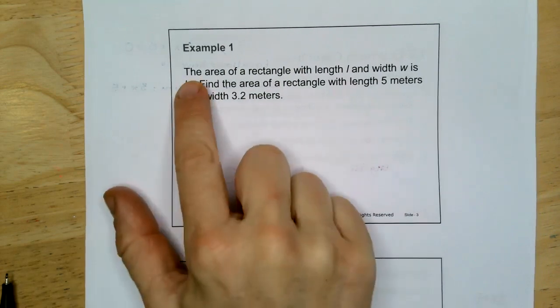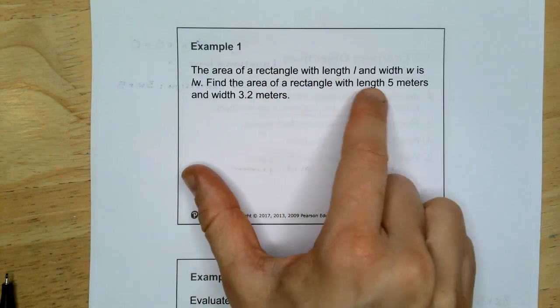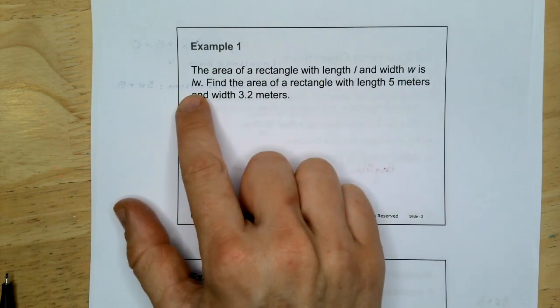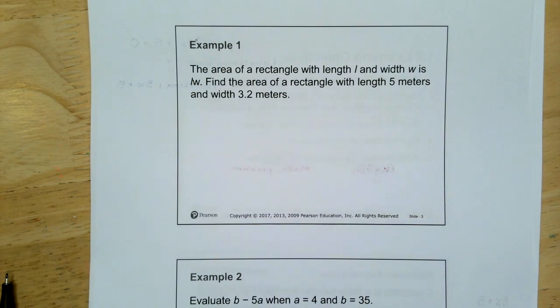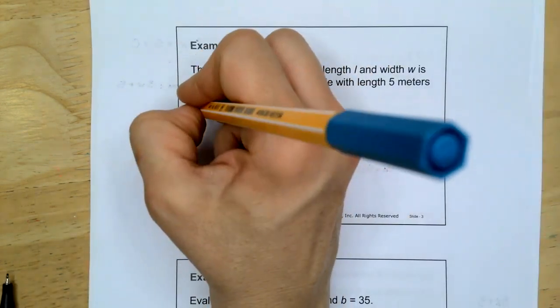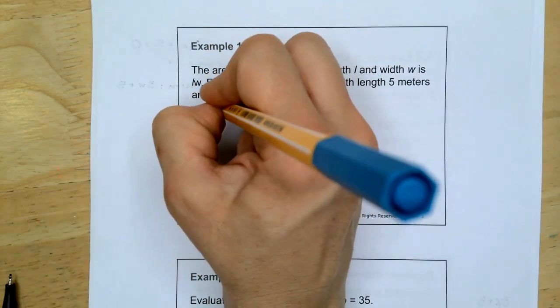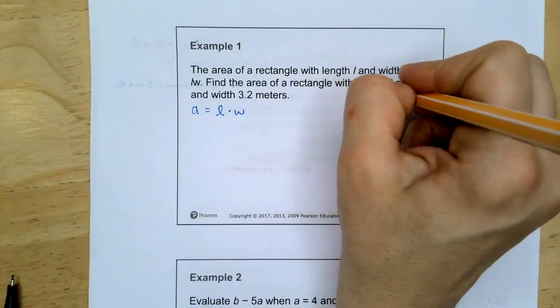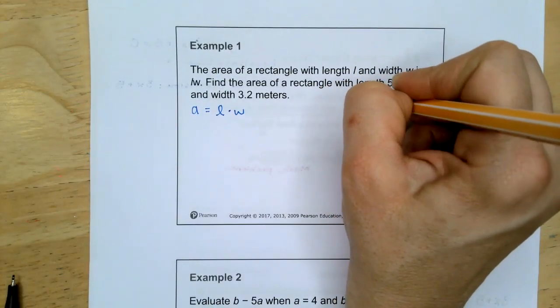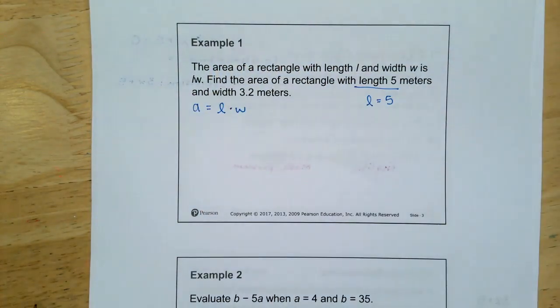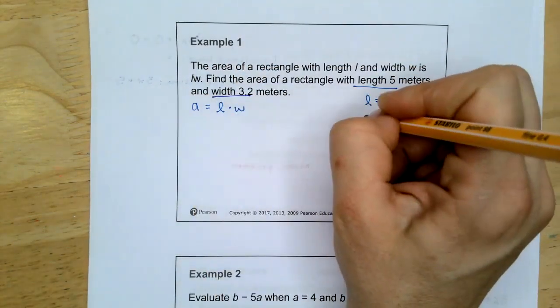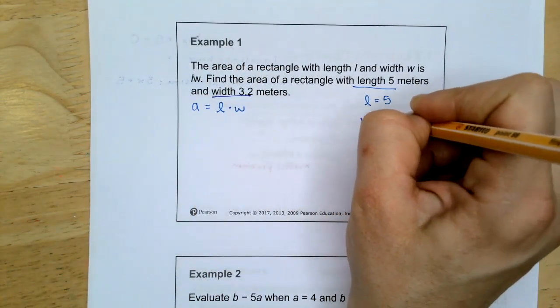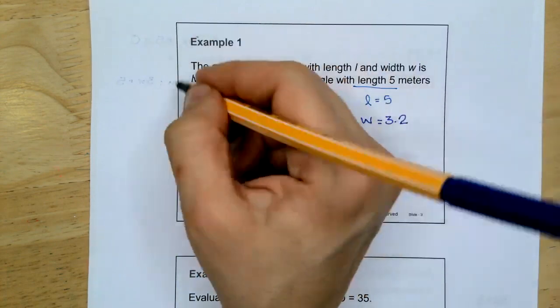So this says the area of a rectangle with length L and width W is LW. When they're right next to each other, squeezed up against each other, it means multiply. The area is length times width. Find the area of a rectangle with length 5, L equals 5, width 3.2. W equals 3.2.